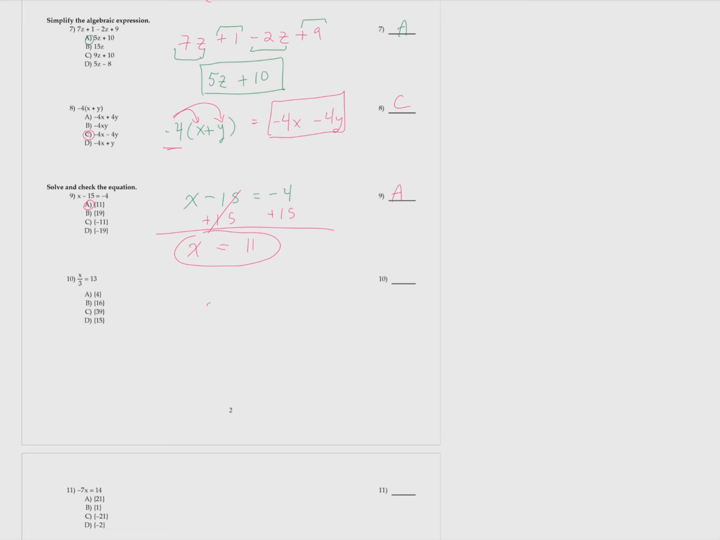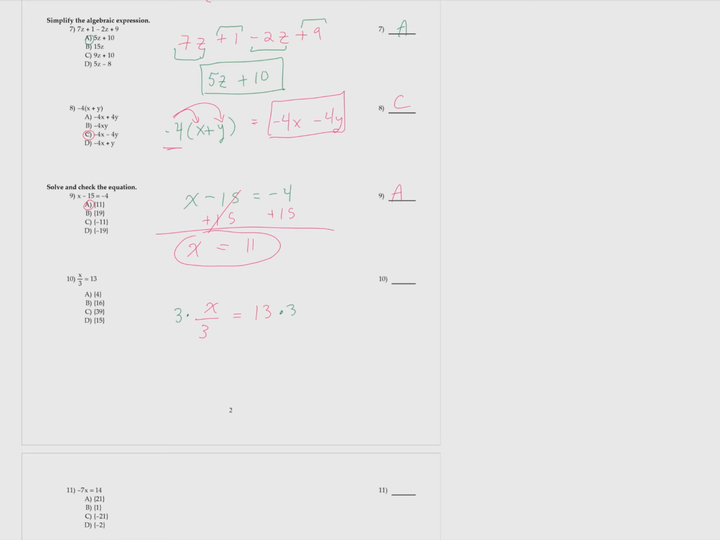Alrighty. Number 10 is the same idea. We're going to solve for x by isolating that variable. Now x is being divided by 3. So how do you reverse a division? What's the inverse operation? What's the opposite of dividing? And a lot of you guys already said it. It's multiplying. So whatever I do to one side, I do to the other.